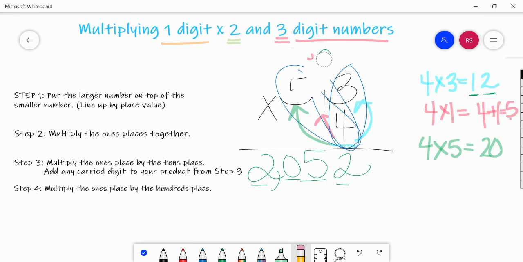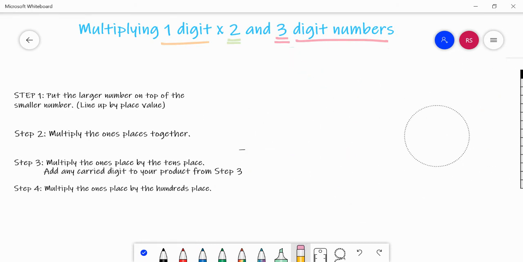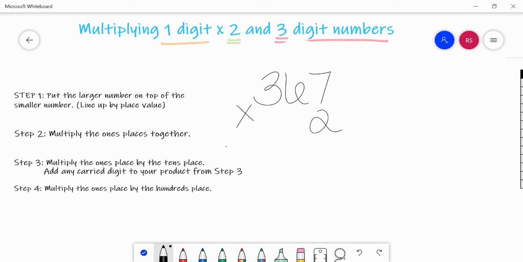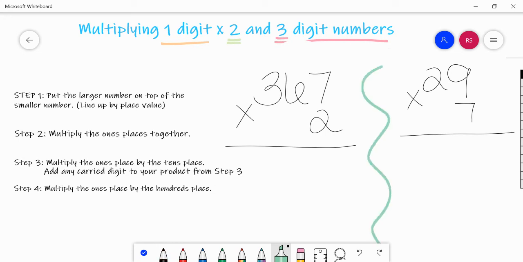So I encourage you to do these 2 problems on your own. I'm going to write 2 problems out on my whiteboard. I encourage you to pause the video and go ahead and do these on your own. And then once you're finished, you can unpause and I will give you the answers. So the 2 problems I posed are 367 times 2 and 29 times 7. So go ahead and pause the video, work these 2 problems out in your notebook, and then when you're ready to hear the answers, unpause and I'll walk through the answers with you.